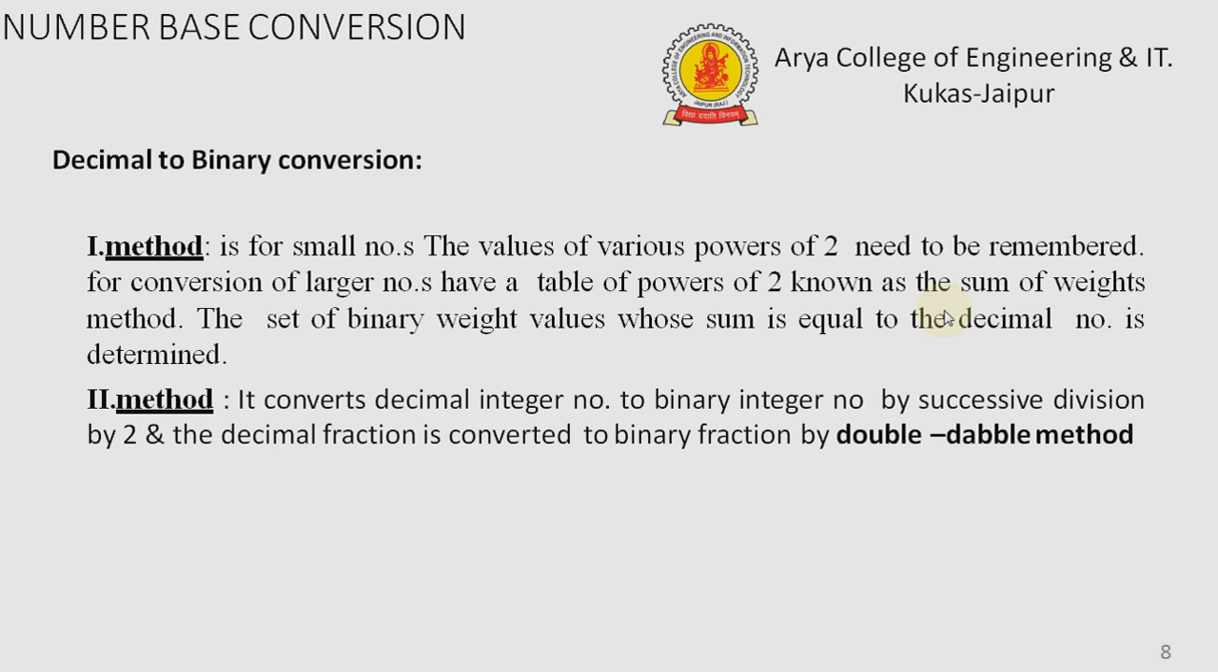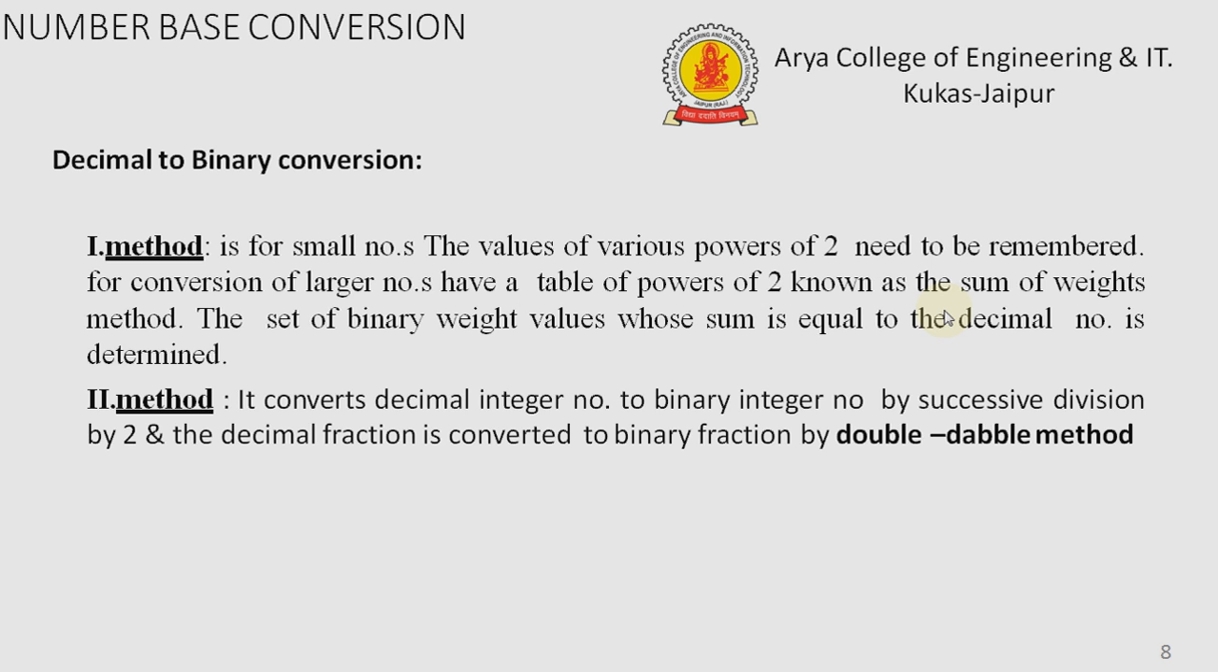Now we come to decimal to binary conversion. In this, the first method is that for small numbers the values of various powers of 2 need to be remembered, and for conversion of larger numbers we have a table of powers of 2, known as the sum of weights method, and the set of binary weight values whose sum is equal to the decimal number is determined.